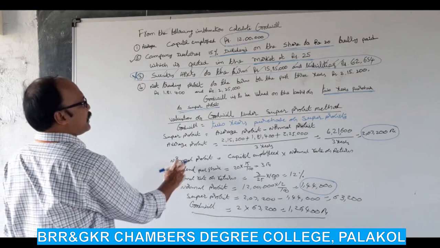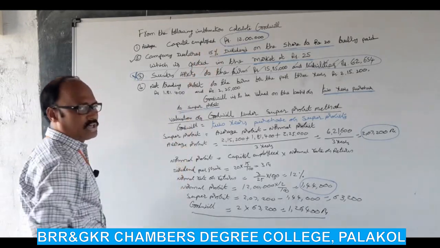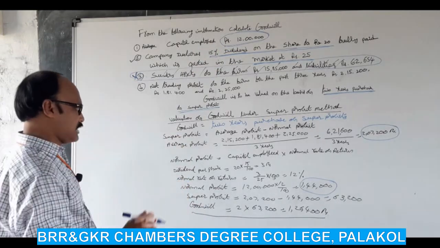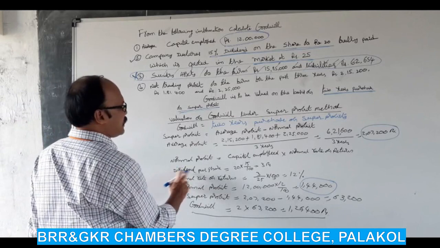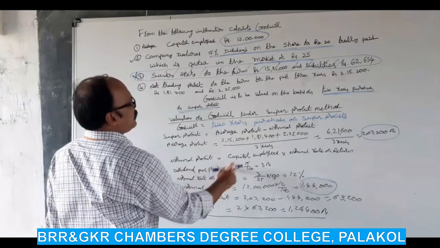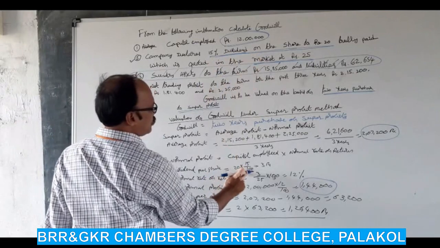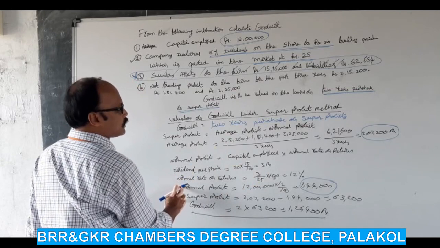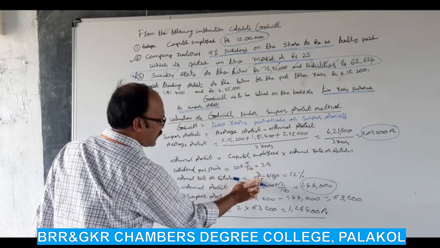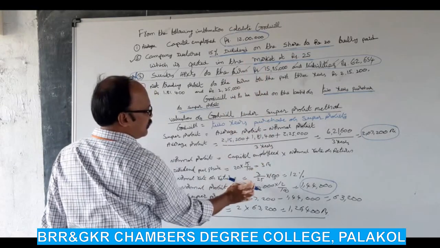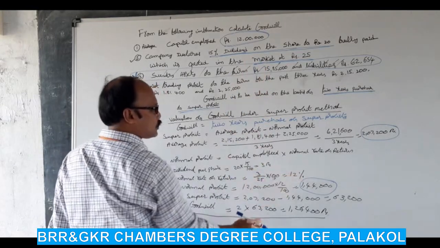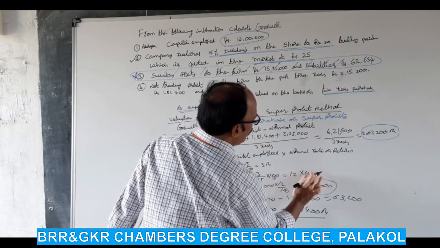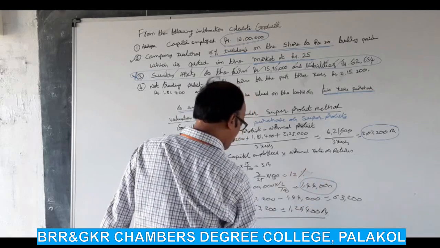So the capital employed is directly available in the problem and need not be calculated. But the normal rate of return is not available in the problem. That's why dividend per share is equal to 20 into 15 by 100. So dividend per share is 3 rupees. Then normal rate of return is equal to dividend per share 3 by market value per share 25 into 100, which is equal to 12%.